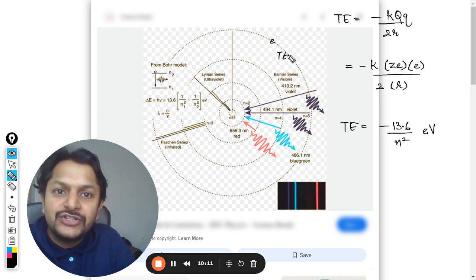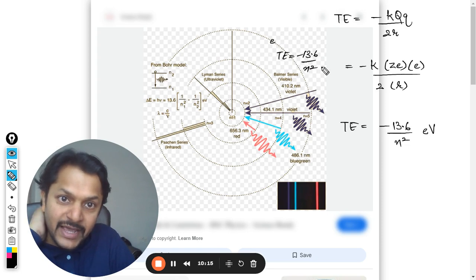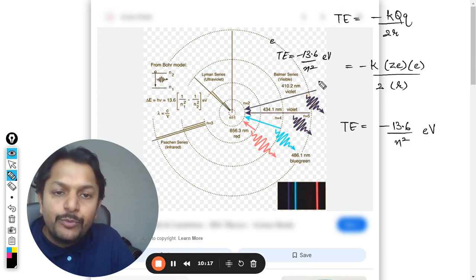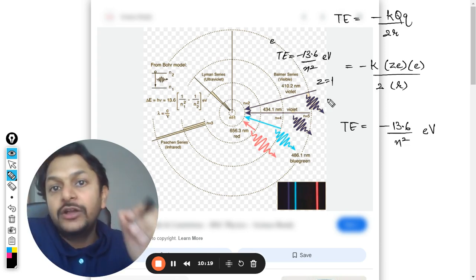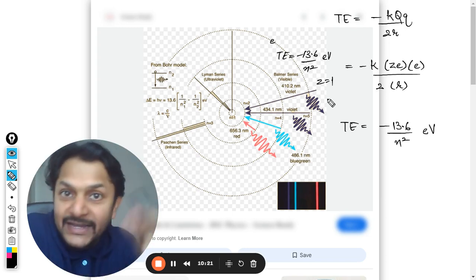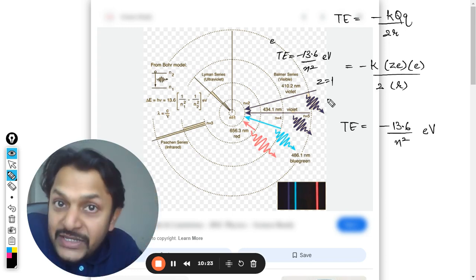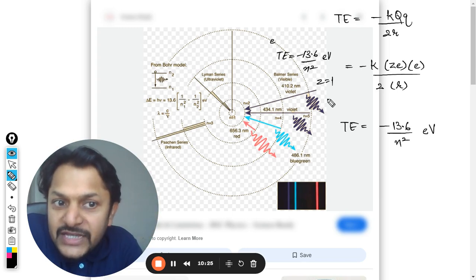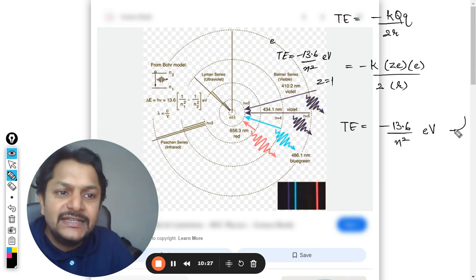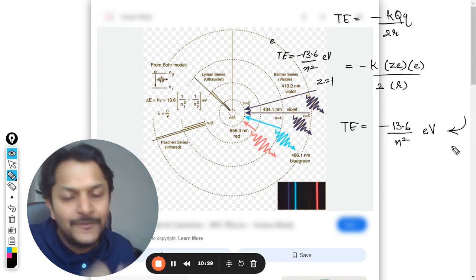What is the total energy? Total energy is given by 13.6 divided by n square eV, provided that we are talking about hydrogen and the atomic number is taken as 1. So the z value will be substituted as 1. So this is the total energy value.